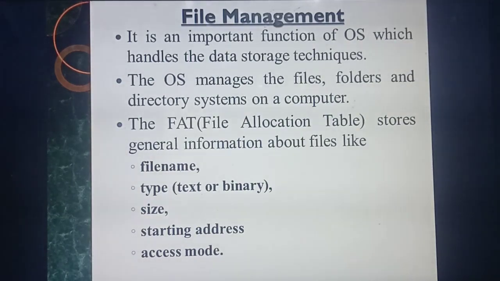Understood? So important question: what details will be available in FAT, that is, the file allocation table? Once you see a file inside the folders or anywhere, each and every file will have what? FAT, that is file allocation table. What information will be there in FAT? File name, then which type of file you are going to save, what's the size of the file, what is the starting address of the file, and which kind of access mode. That means maybe it's a reading mode or security mode or whatever.